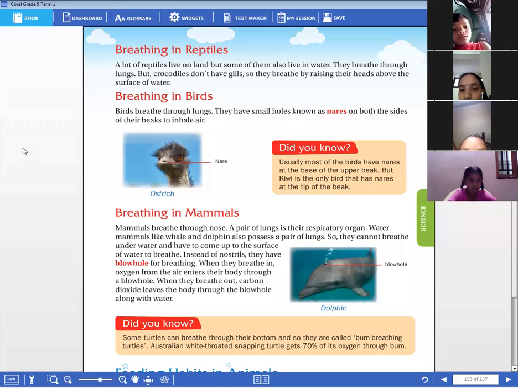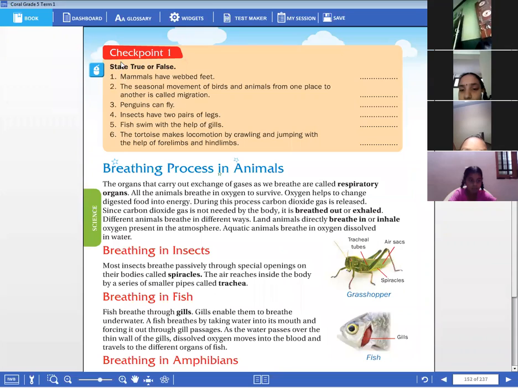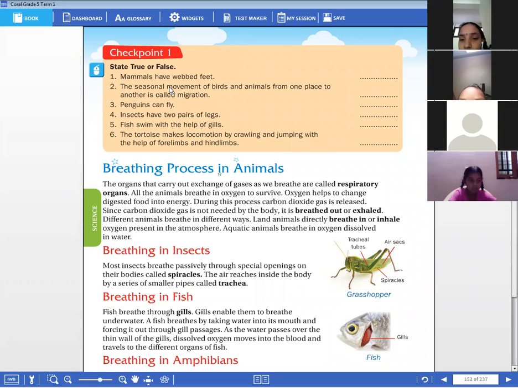That's it, children. These are the hard words you have in the topic we covered today. And today's home task, children, I'd like to give you this segment, checkpoint 1. You have to write whether these statements are true or false. Okay. Isn't it clear or are there still any doubts, children?